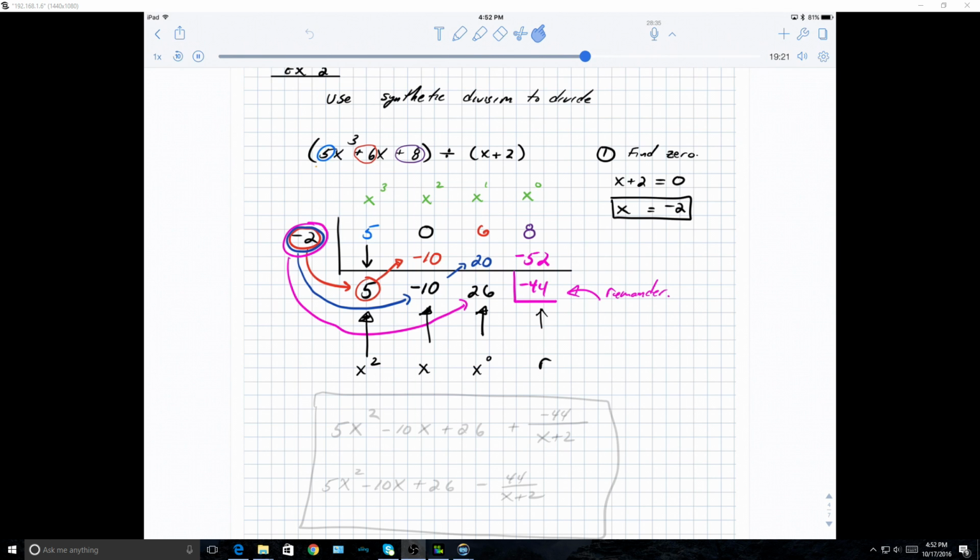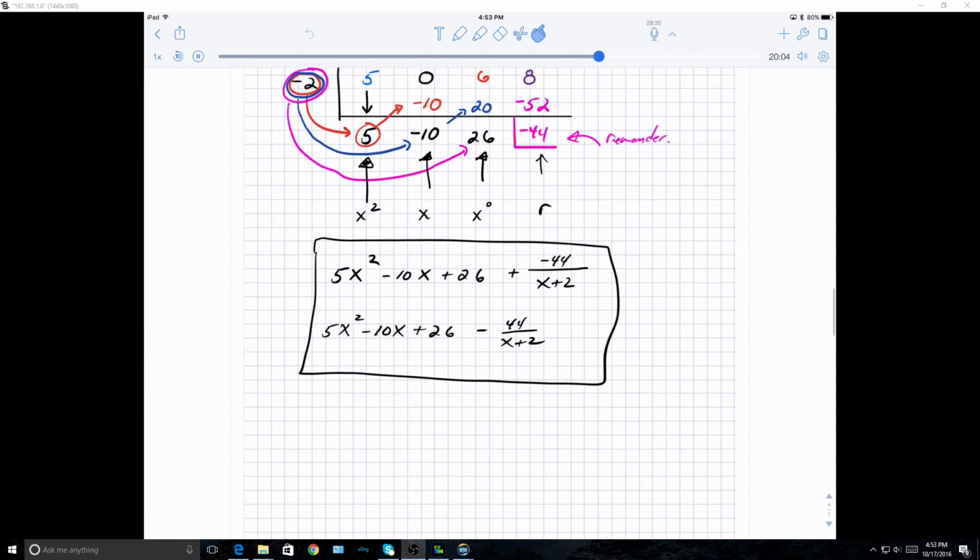So if we wrote this all down, we would now have 5x squared minus 10x plus 26 plus the remainder of a negative 44, all divided by x plus 2. Now, we can also rewrite that as this. We could say 5x squared minus 10x plus 26 minus 44 is also a suitable answer. So there we go. There's the pattern for synthetic division.